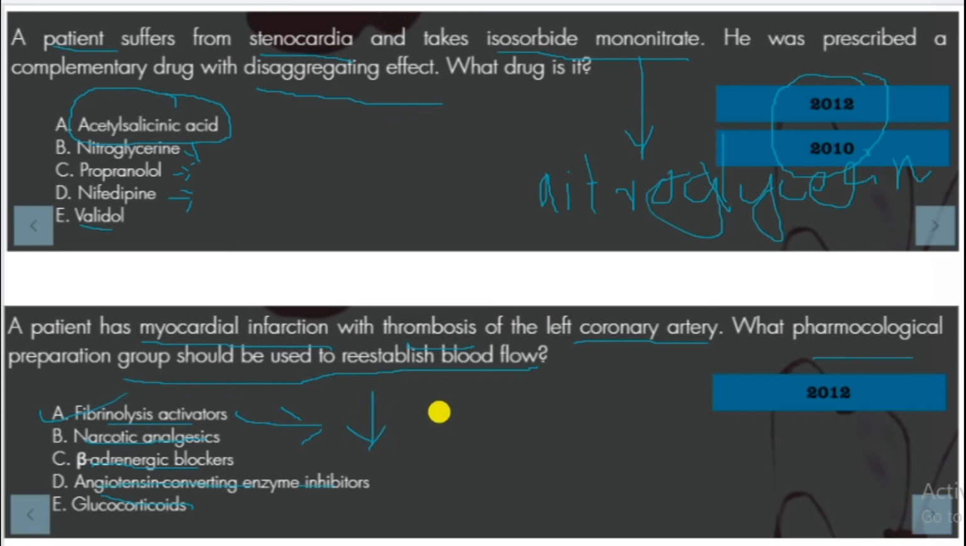decrease coagulation. Some examples of fibrinolysis activators are streptokinase, urokinase, etc.